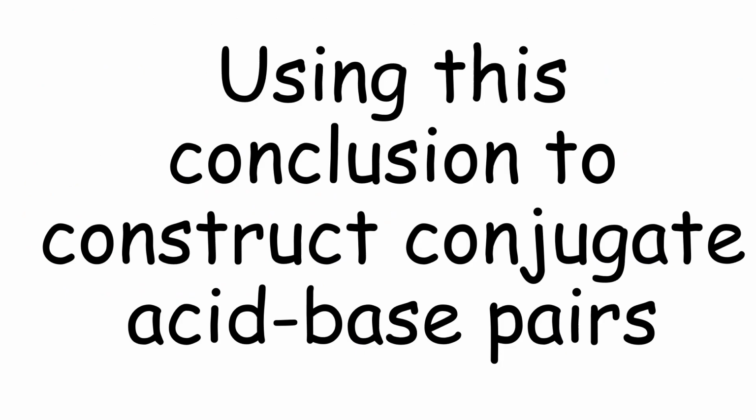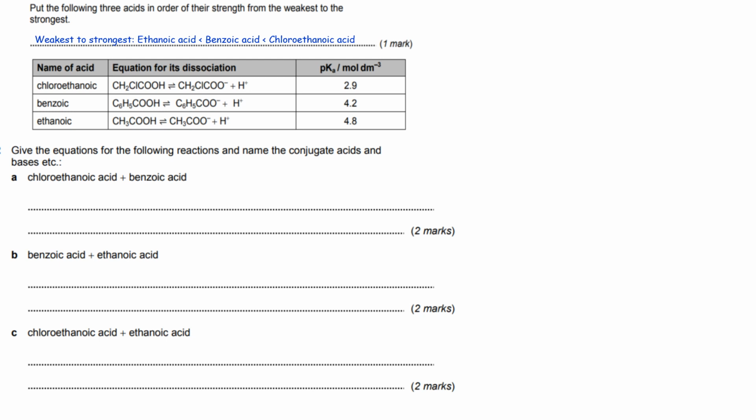The next part of the question wants us to use this conclusion we've come to construct conjugate acid-base pairings. So putting our conclusion at the top, our answer, what I've done is I've highlighted the strongest acid in each of the two acids in part A, B, and C. So for example, out of chloroethanoic acid and benzoic acid, chloroethanoic acid's pKa value is 2.9 and benzoic acid's pKa value is 4.2. So chloroethanoic acid is the stronger of the two. So that's why I've highlighted it in pink. I've done the same down here and here.